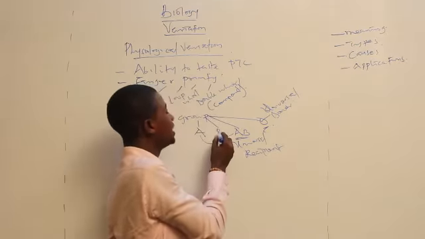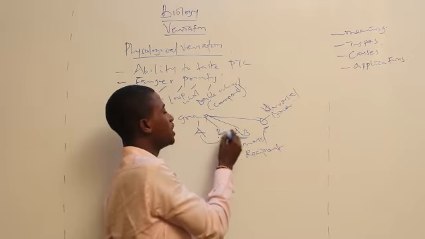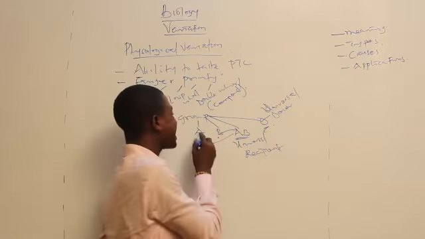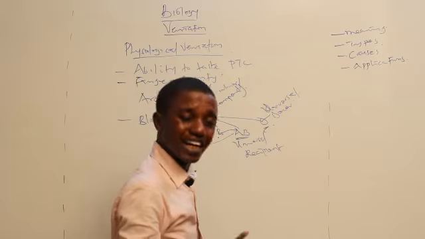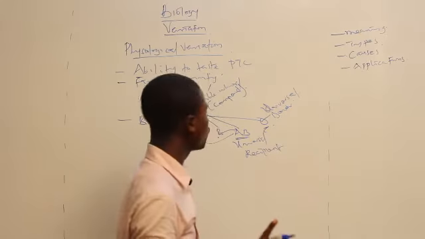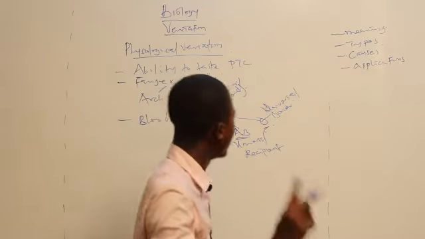B cannot donate to A, but B can donate to AB. A can donate to A as well, A itself. A can donate to another A. B can donate to another B. B can donate to AB. A can donate to AB.